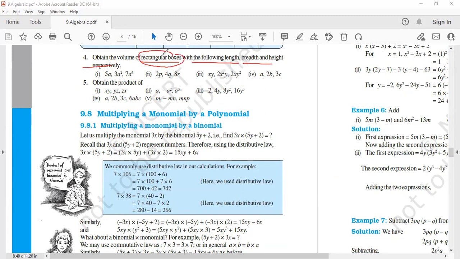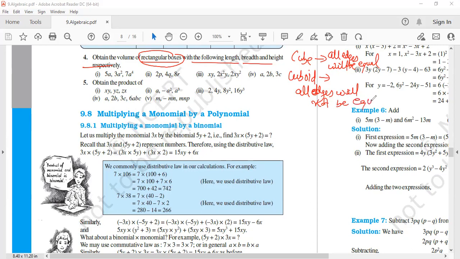Now find the volume of rectangular boxes with the following length, width, height. Rectangular boxes, if you have seen rectangular boxes, the shape will be cube type or cuboid type. When will it be cube, when will it be cuboid? Cube means all edges will be equal. And here edges will not be equal. This is a simple concept.